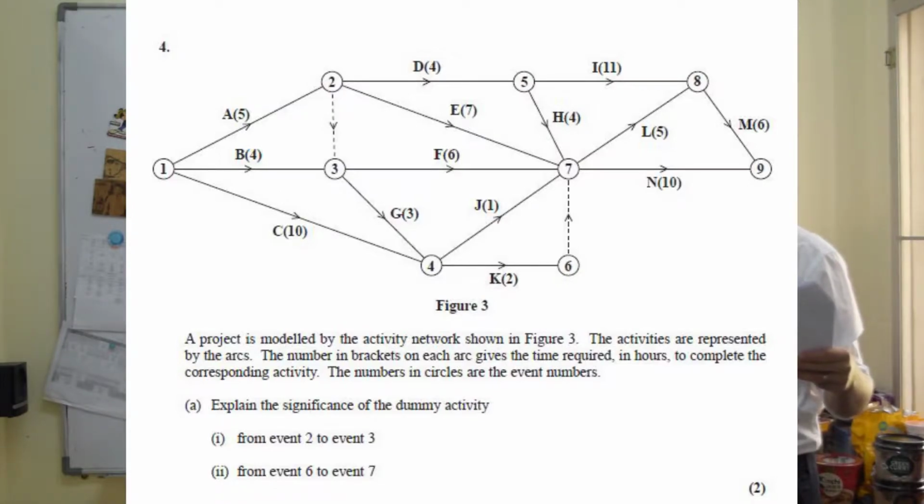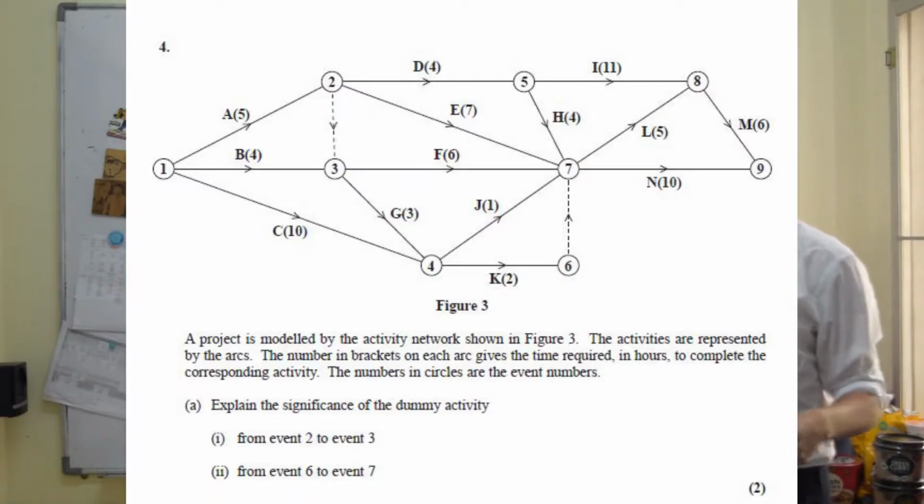The activities are represented by the arcs. The number in brackets on each arc gives the time required in hours to complete the corresponding activity. The numbers in circles are the event numbers. So for part A, we need to explain the significance of the dummy activity from event 2 to event 3 and from event 6 to event 7.